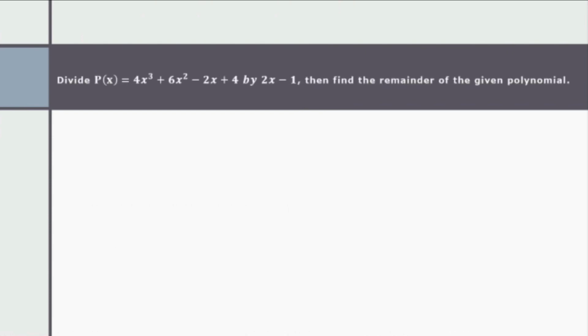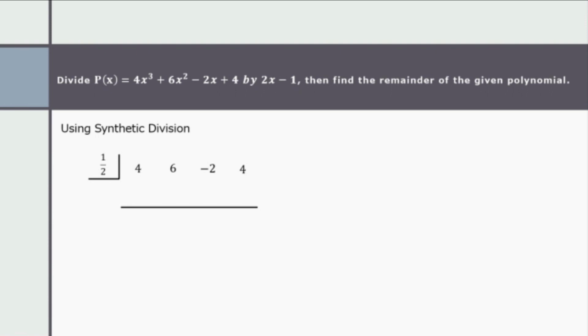Let's have an example. Divide p of x, which is equal to 4x raised to 3 plus 6x raised to 2 minus 2x plus 4 by 2x minus 1. Then find the remainder of the given polynomial. Following the steps in dividing polynomials using synthetic division, the number written in the box would be 1 over 2 because the value of x in the divisor is 1/2.